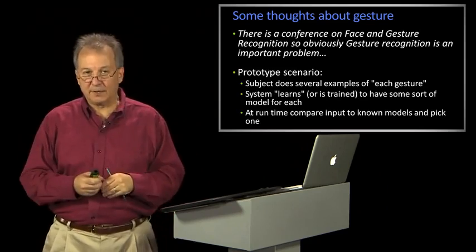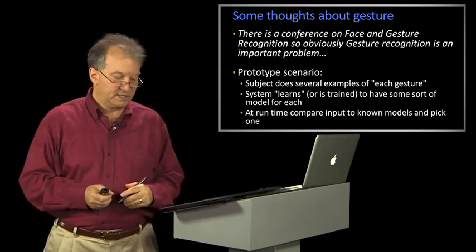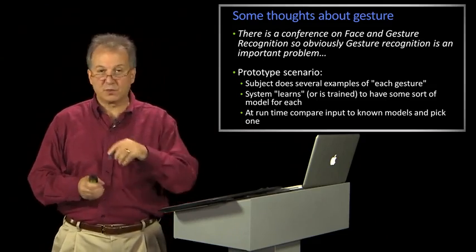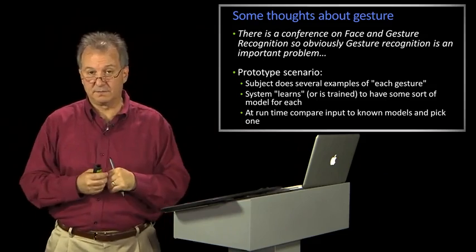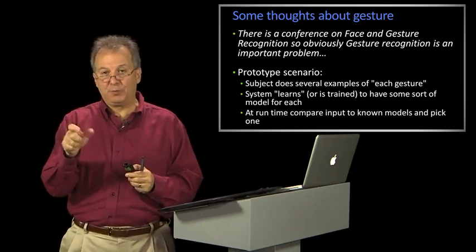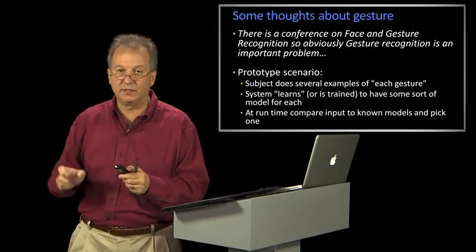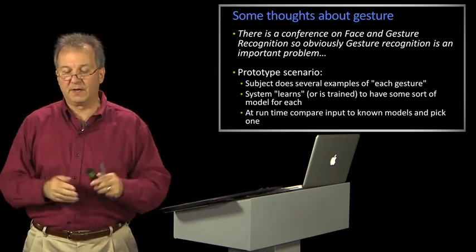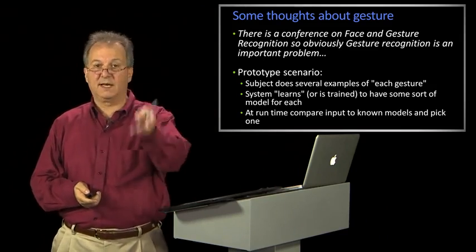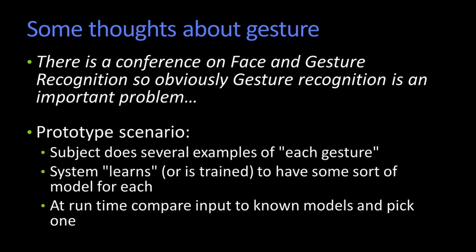The typical scenario was you do some examples of each gesture. The system learns or is trained to have some sort of model for each, and like I said, lots of things used HMMs. And at runtime, one would evaluate what you saw in terms of the likelihood of the sequence, and if that probability exceeded some threshold, you say, aha, a particular gesture happened. So this was done, as I said, a while ago, sort of the mid-90s.